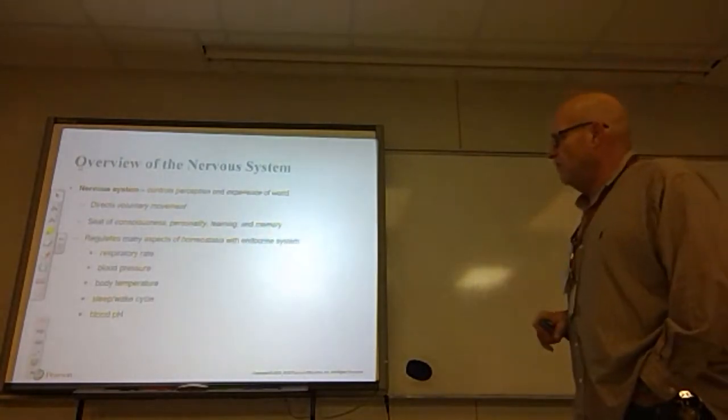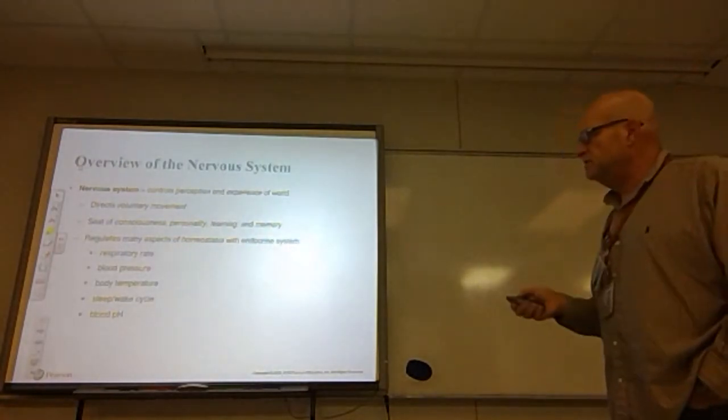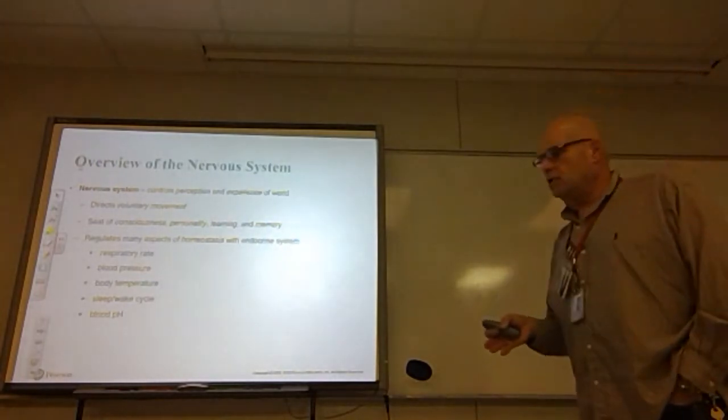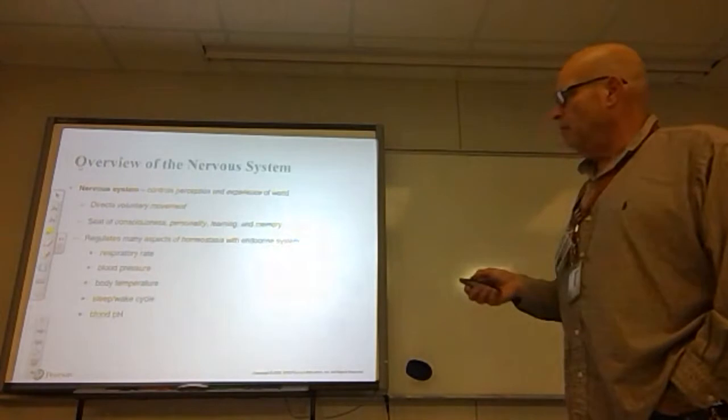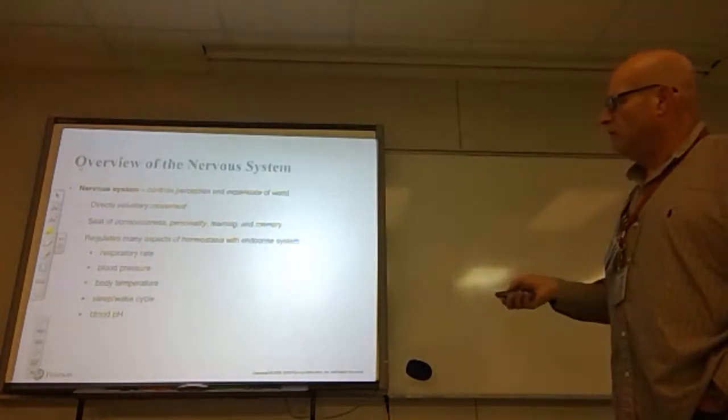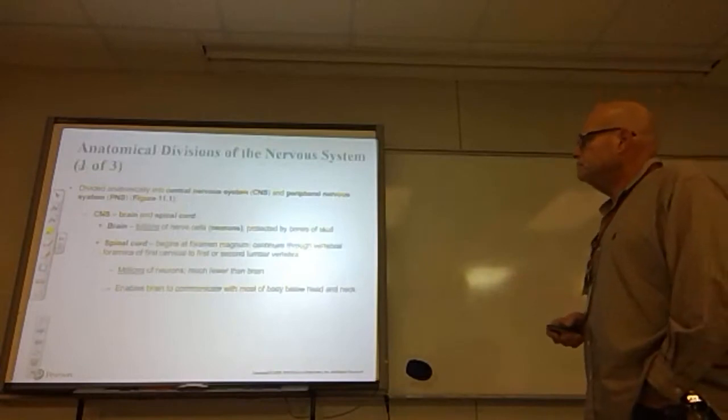Regulates many aspects of homeostasis with the endocrine system, such as your respiratory rate, your blood pressure, your body temperature, your sleep-wake cycle, and your blood pH. All of those things that you see here are under the control of the nervous system.